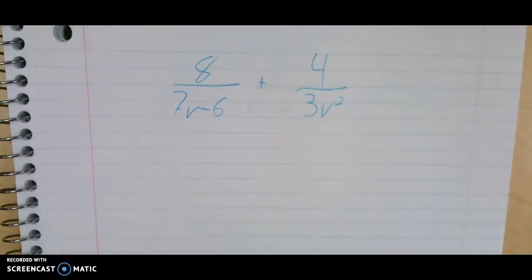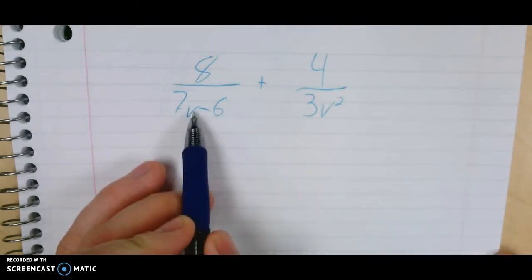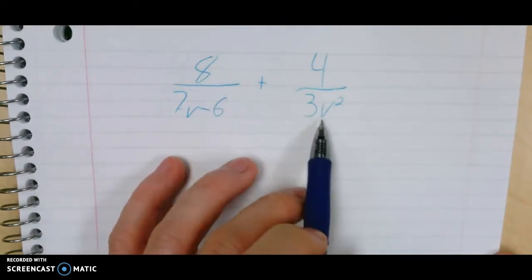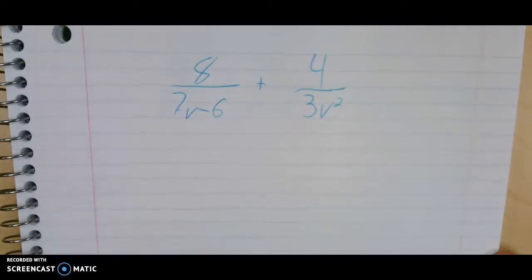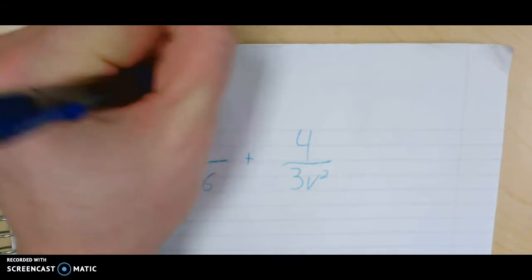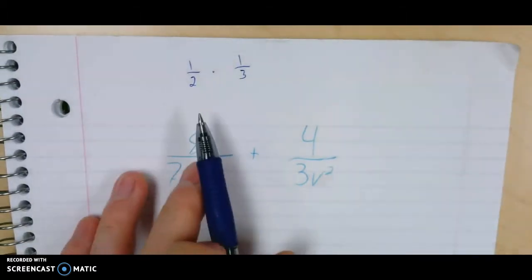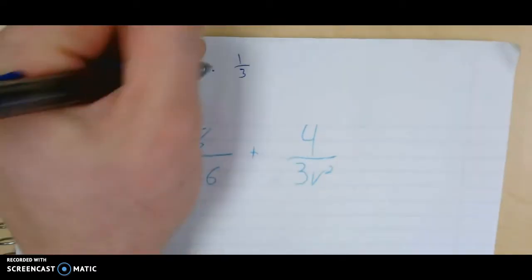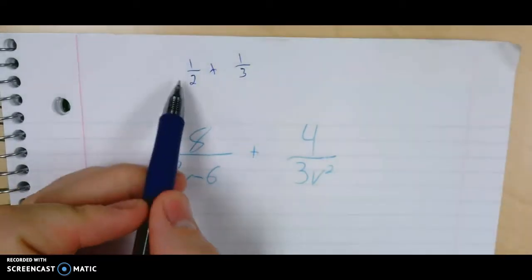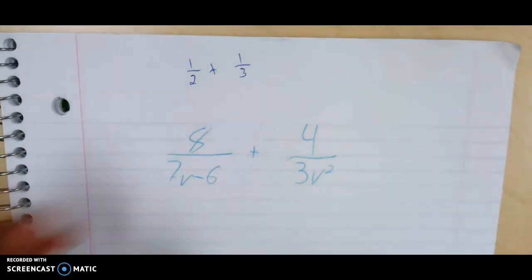So here we have an example of two rational functions, 8 over 7v minus 6 plus 4 over 3v squared. Now, if I were to take a sidestep here and look at an example, say 1/2 plus 1/3. If I wanted to add those two fractions, plus, not times, I can't add these directly because the denominators aren't the same. I have to have common denominators to add or subtract, and clearly I don't have that.